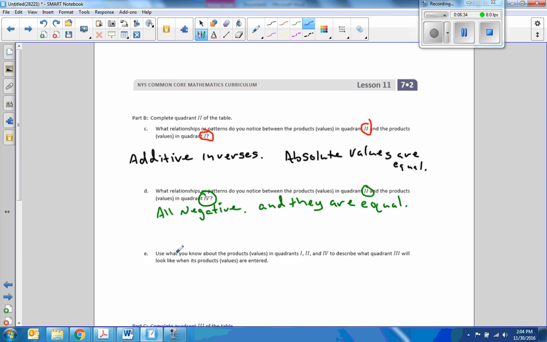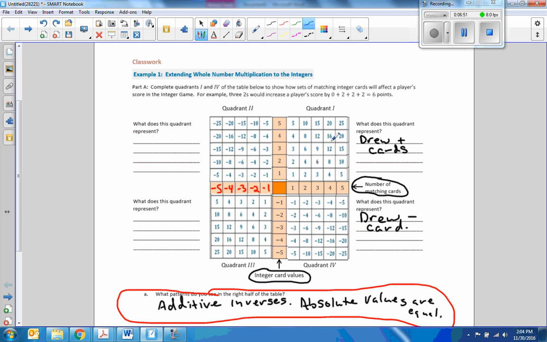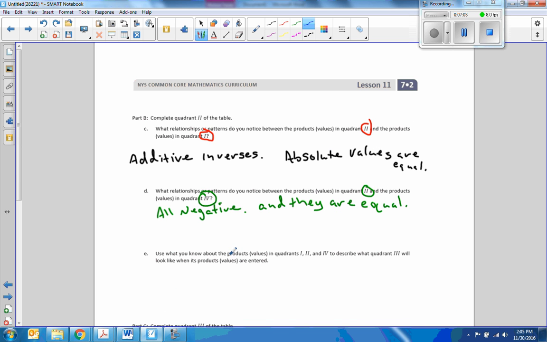Okay, so E again says use what you know about the product of the values of quadrants 1, 2, and 4 to describe what 3 will look like when its products are all entered. So here I've done it. Quadrant 3 should be the same as quadrant 1, just reflected. It is the opposite of quadrant 4. It is the opposite of quadrant 2. So it's the additive inverse, or the absolute values are equal to quadrant 4 and 2.